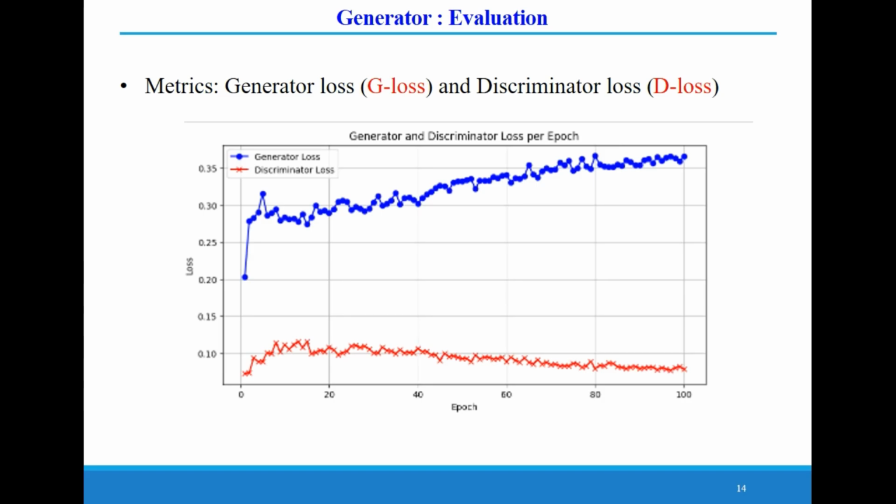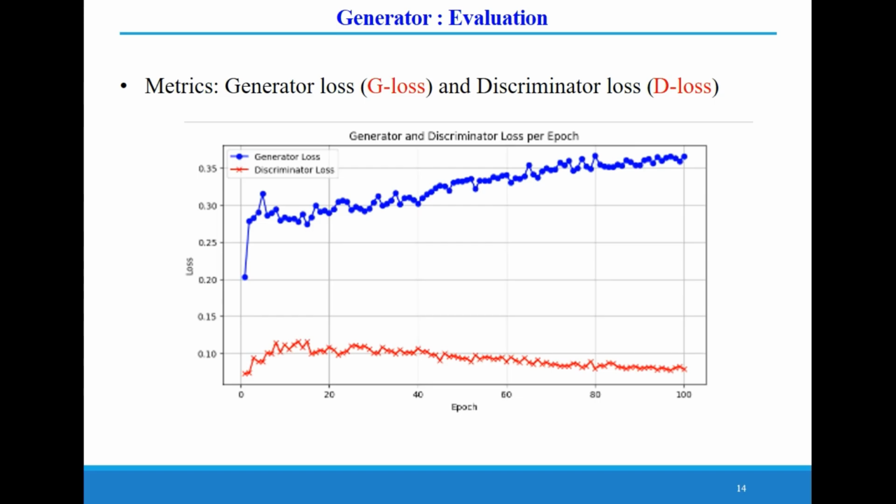Initially, the generator loss fluctuates and stabilizes before gradually increasing after around 20 epochs. This trend might indicate that as the discriminator becomes more capable, the generator struggles to generate data that's consistently fooling it.